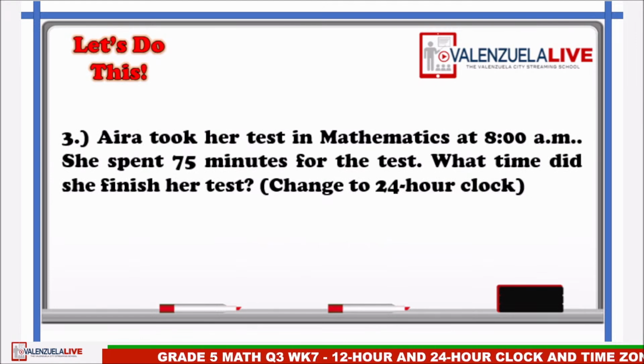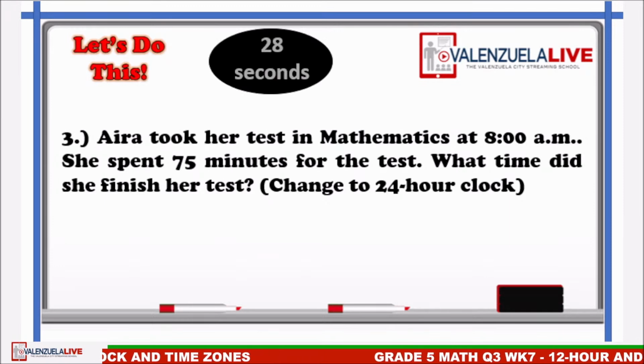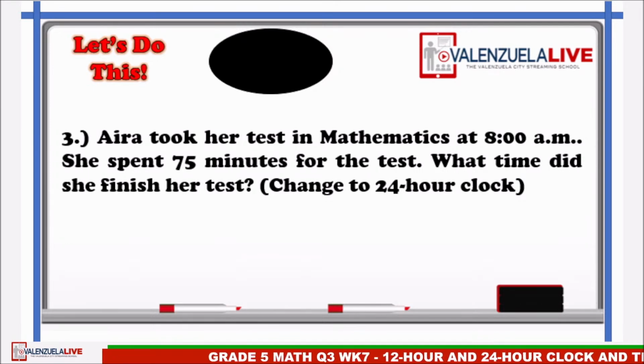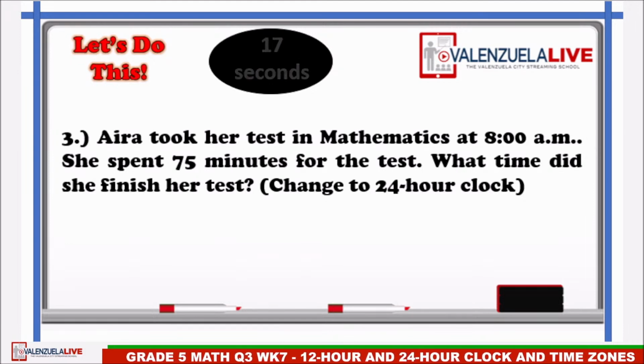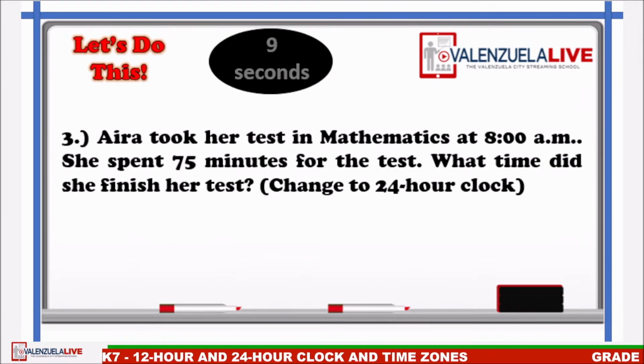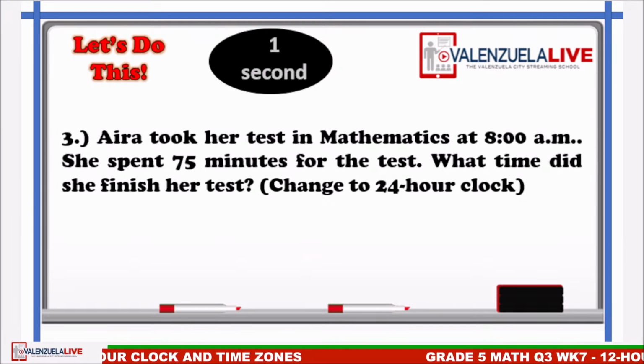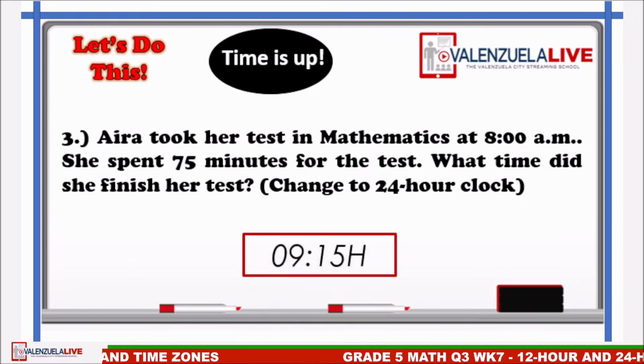Next, number 3. Ira took her test in mathematics at 8 a.m. She spent 75 minutes for the test. What time did she finish her test? Change to 24-hour clock. Timer starts now. The correct answer is 09:15 hours.